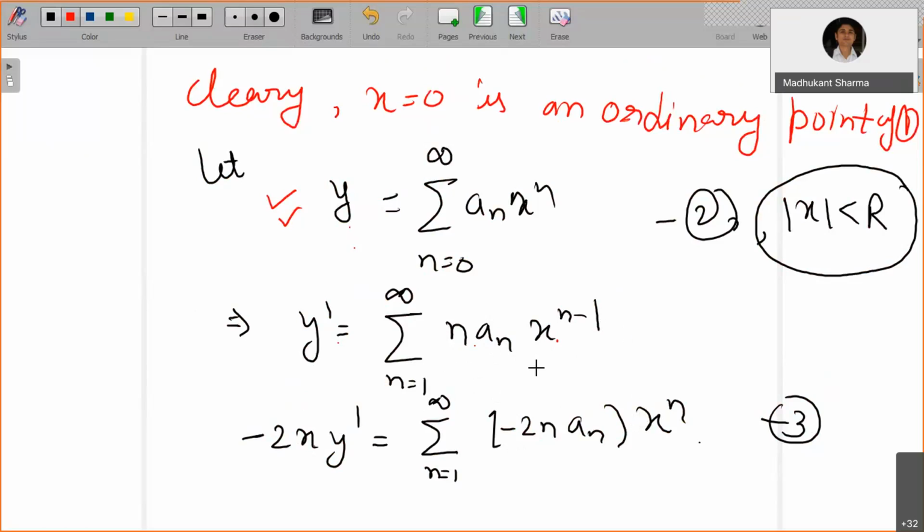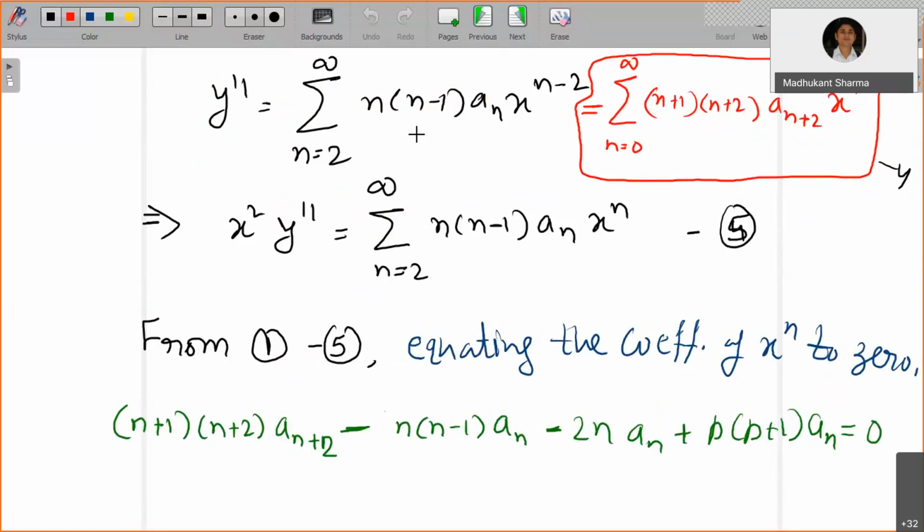Now you differentiate again. So y double dash will be the summation n equals 2 to infinity of n times (n minus 1) times a_n x to the power n minus 2. Now I am rewriting this in the form of summation n equals 0 to infinity. Here we are starting with n equals 2, meaning x to the power 0, n equals 3 meaning x to the power 1, and so on.